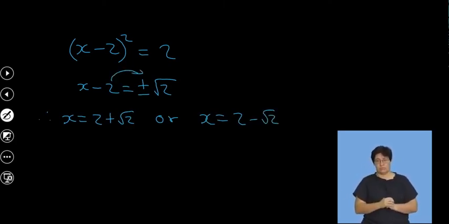Firstly, it's me taking that negative to that side, which becomes a positive. That's where the 2 comes from, and then the plus and the minus.